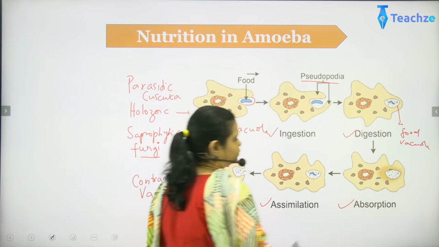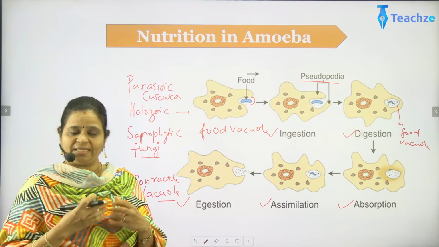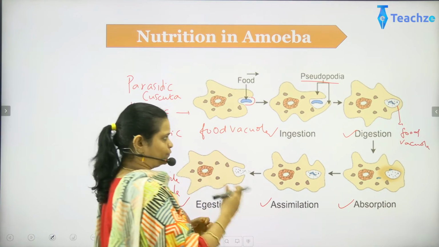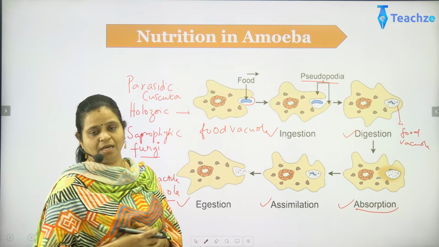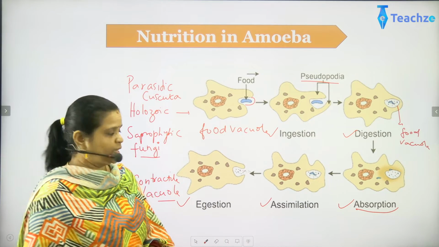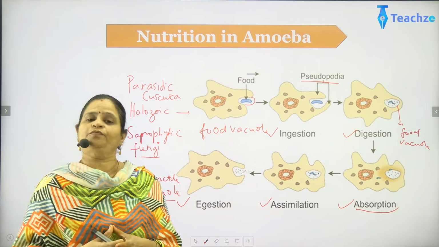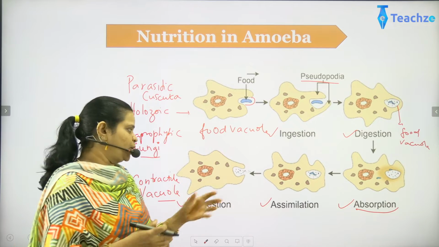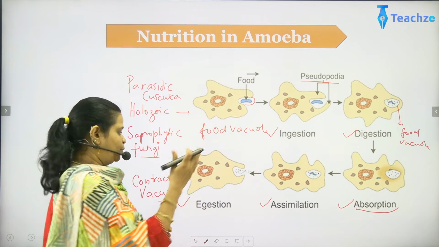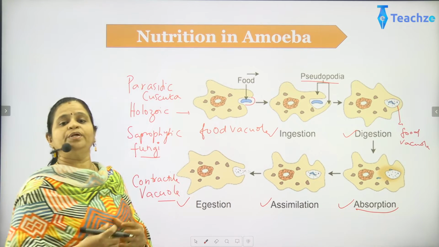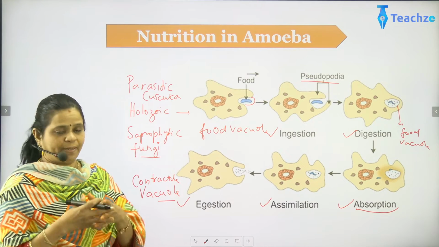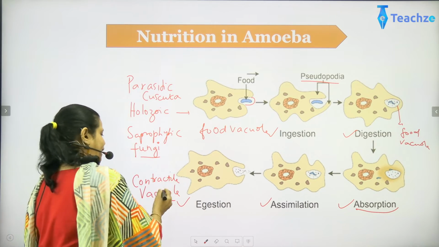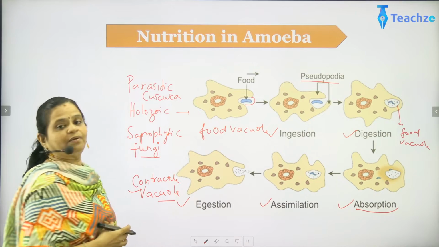This food vacuole, with the help of certain kinds of enzymes which are present in the body of the amoeba, is digested and absorbed. Once it is absorbed, it has to be processed in the form of energy. That we call assimilation. And once the assimilation is done, the unwanted food which is not required by the organism will be taken out with the help of a contractile vacuole.